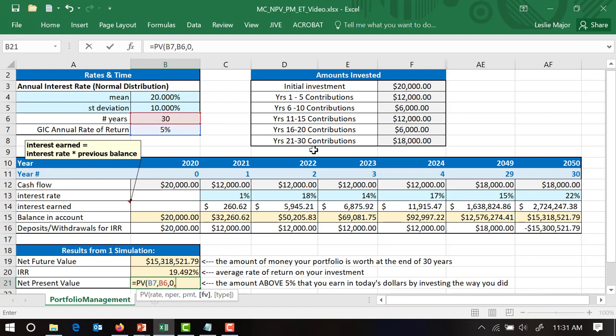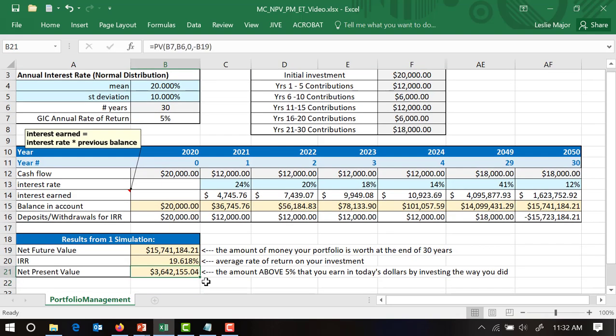Nothing for payment. There are payments every year, but they're very complicated. It's not one fixed value. So we account for them within our whole simulation table here instead. And the future value will be this net future value. Again, make it negative so that the NPV and the NFV match in sign. And there we go.